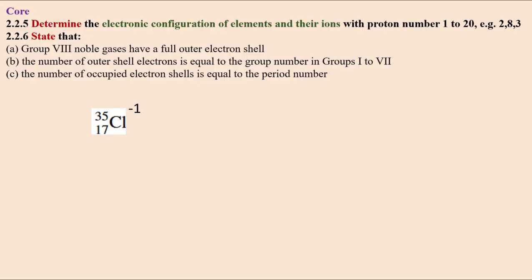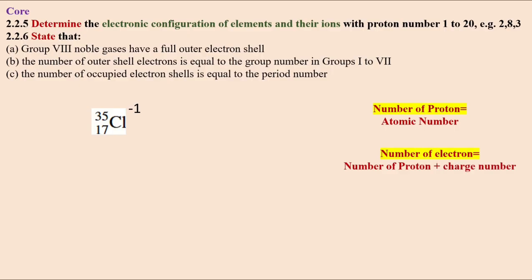Let's calculate the number of electrons, protons, and neutrons of this chlorine atom. The number of protons is equal to the atomic number, while to calculate the number of electrons, we have to add the number of the charge to the atomic number, because this atom has gained one electron. And the number of neutrons will be calculated as earlier, mass number minus atomic number. So basically we have to focus on the number of electrons.